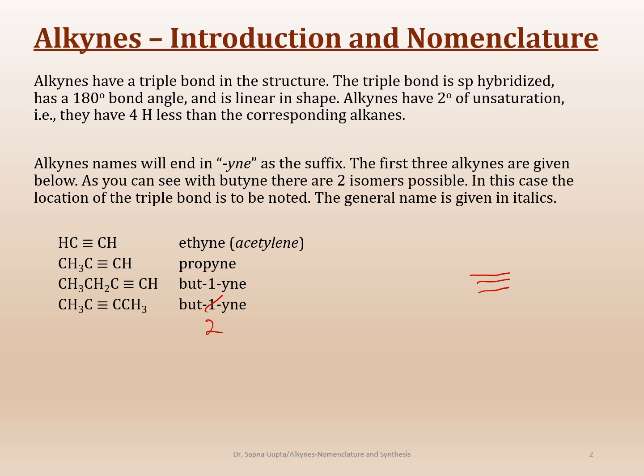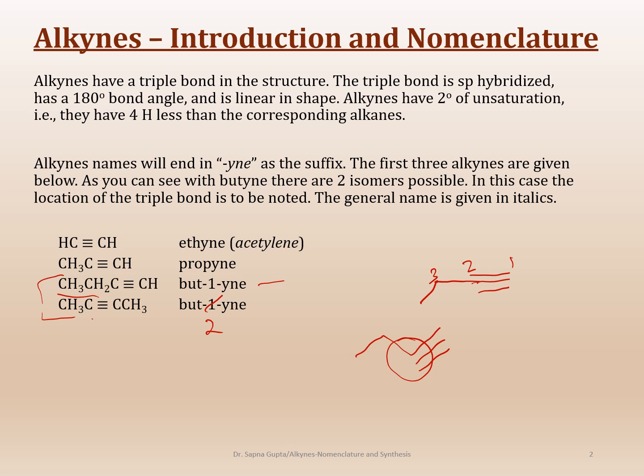When you're writing a condensed structure, this is fine. But when you're drawing the line structure, you should not do this, because this violates the bond angle, which is supposed to be 180. So I would like you to start with the triple bond. Now for 1-butyne, for example, you start with the triple bond and then add 2 more carbons. You go straight from here, because that's 1, 2, 3 carbons, and then you can give it an angle. It looks kind of weird, but that's how we write alkynes. So you have to be a little careful.